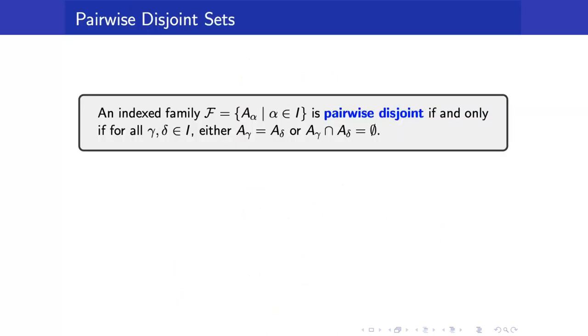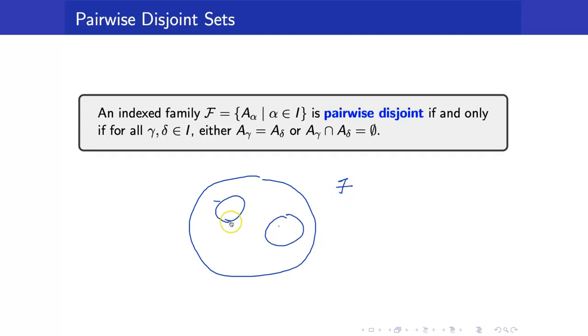So that shows that these two sets are equal. For the last part of this lecture, we will be discussing pairwise disjoint sets. An indexed family is said to be pairwise disjoint if and only if, for all gamma and delta in the index set, either A gamma is the same as A delta, or their intersection is empty. So this is saying that if we get two arbitrary elements in F, you have a set here, a set here. Remember that F is a family of sets, so the elements are just sets. When you get arbitrary two elements inside F, either they are equal or they are disjoint.